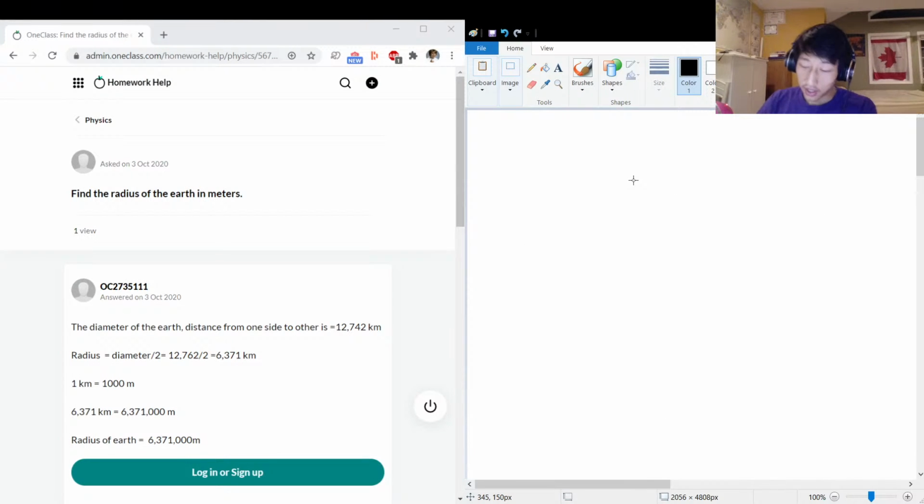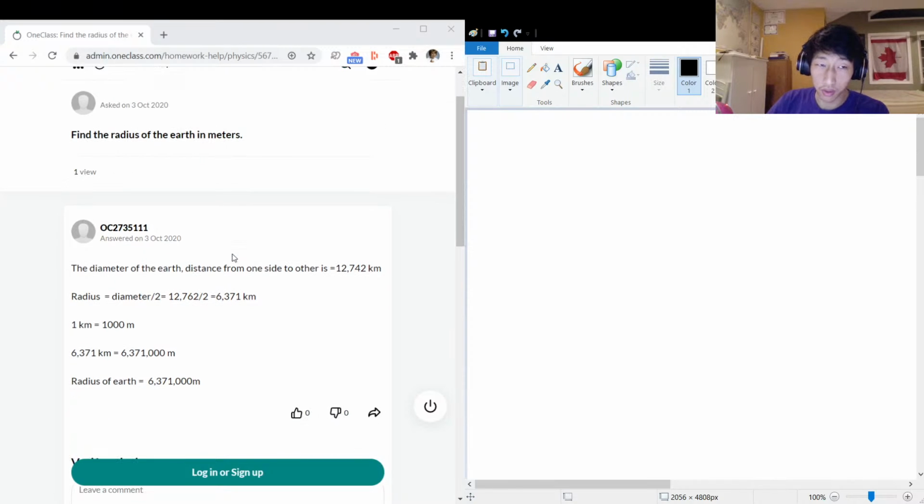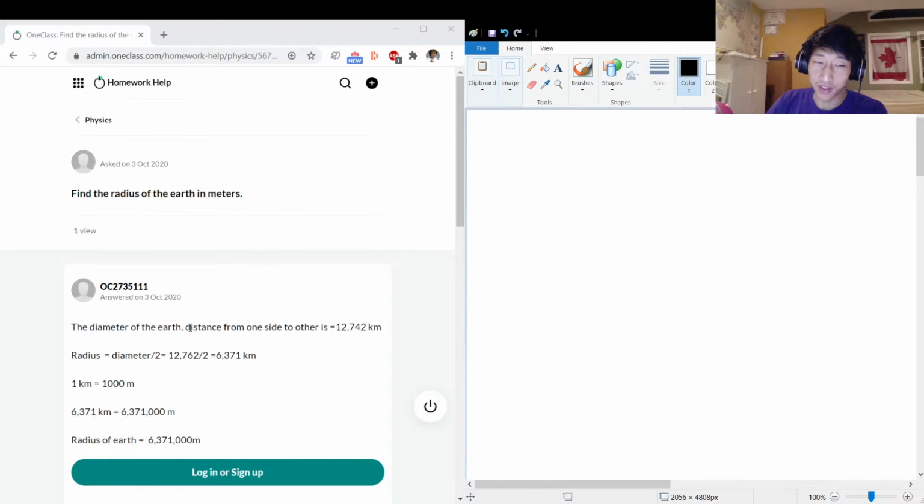Okay, the next question, I really like this question. The next question is asking, find the radius of the Earth in meters. Now, there are a couple of different ways that we can solve for this. Like the answer that the junior tutor had given is, if we know the diameter, we can find the radius. Well, if they give us the diameter, they probably won't ask us for the radius.